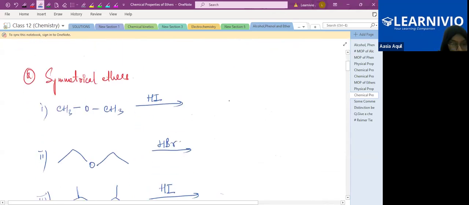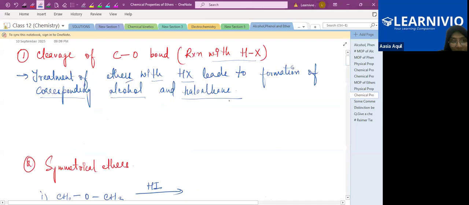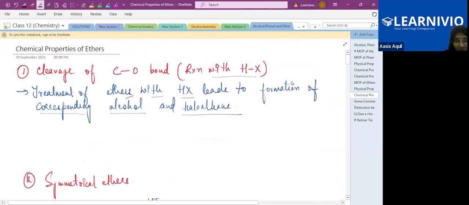Please just try to understand this concept. This is very important. First let's see the general reaction with HX. So when you take ROR and add HX, the oxygen will have lone pairs, and the hydrogen will have the H plus.